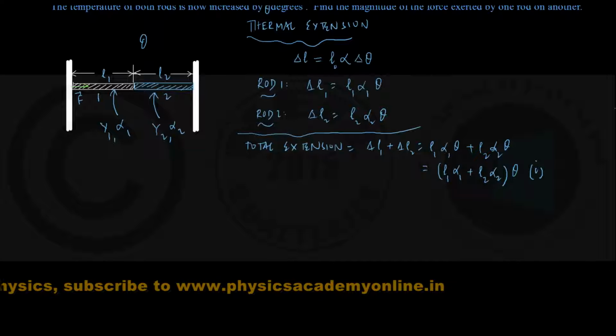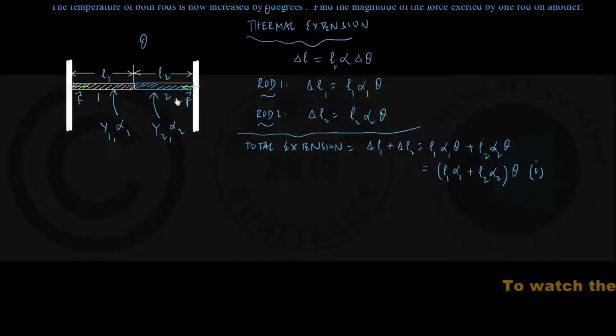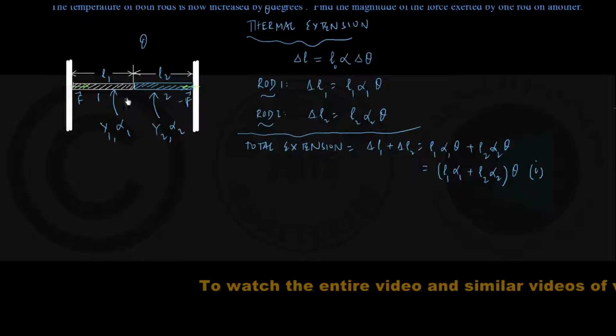And at the right end of the composite rod, the wall is exerting a compressive force of equal magnitude acting to the left on rod number 2. So I might call this force as minus F. And these two forces have to be equal in magnitude and opposite in direction because the whole composite rod is in equilibrium between these two rigid walls.